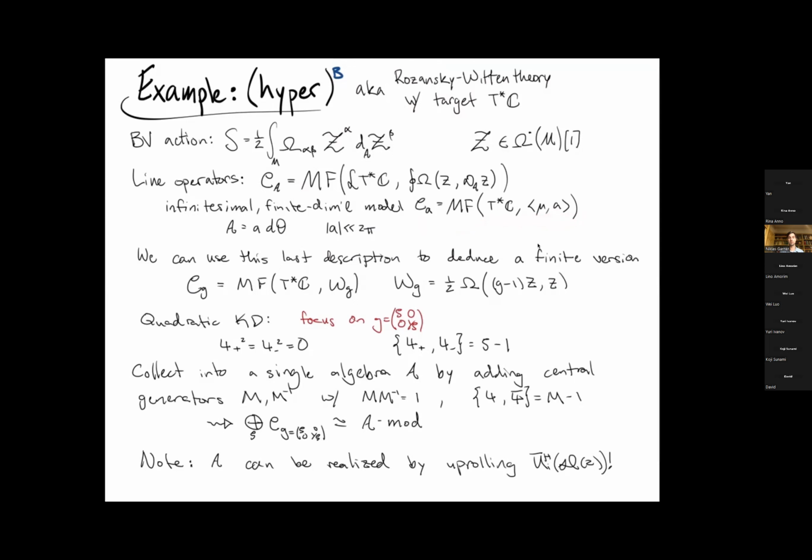superpotential. So rather than pairing the moment map with A, we instead look at this pairing of Z and a translated version of Z that depends on our parameter G sitting inside of SL2C. If I take G to be the exponential of A, and treat A as small, and do our usual Taylor series expansion, this reduces to this expression up here. So this is just a finite version of what we had before.